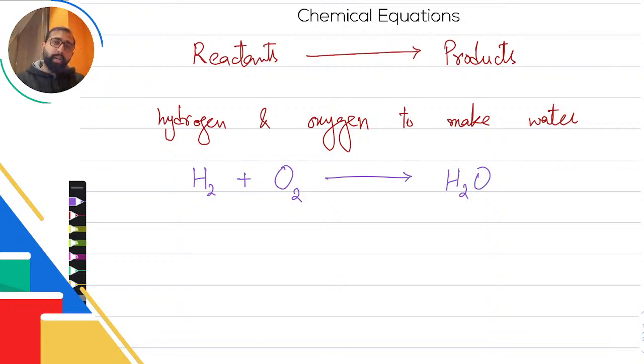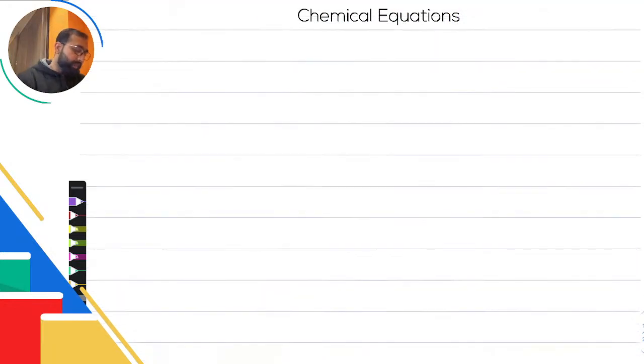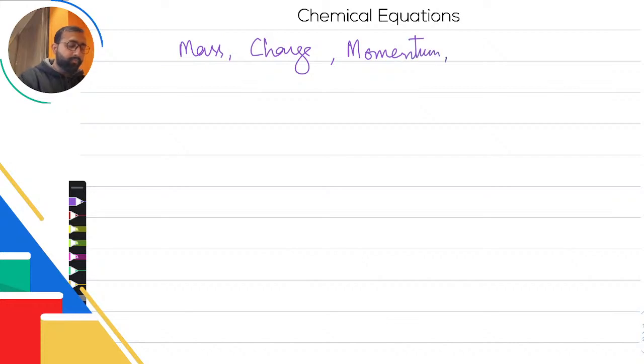Now, what's important over here is knowing the law of conservation of mass. Basically, there are four things that are conserved. The idea of conservation is that whatever you start with is what you end up with. You cannot create that thing. Whatever mass you begin with is what you're going to end up with. So mass, charge, momentum, and energy. These are the four things that are conserved in our universe.